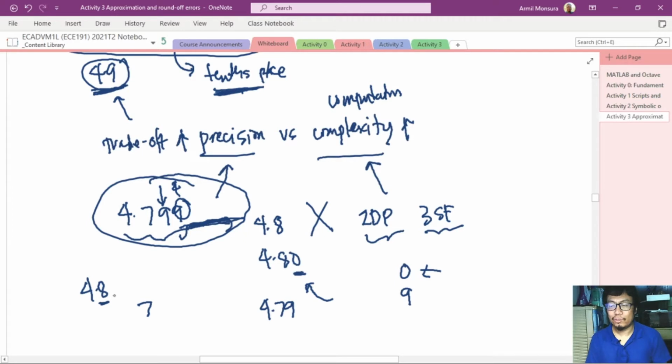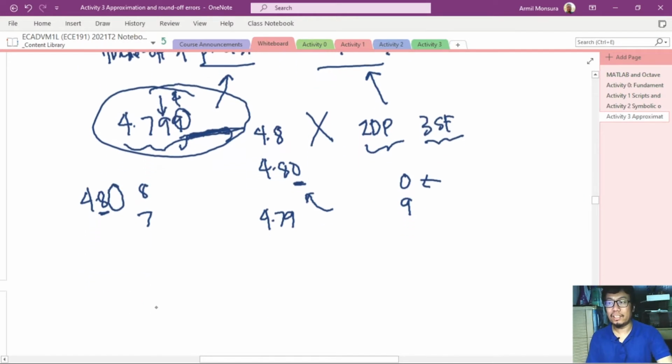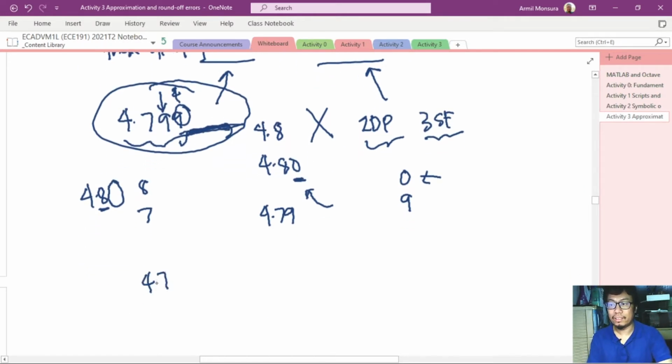That could have been 7 or 8 depending on the place value here. But that's not the case, right? Because the number is not between 4.7 and 4.8. The number is actually between 4.79 and 4.8. Because if we interpret it as being close to 4.7, that is far from the actual value, which is 4.79.